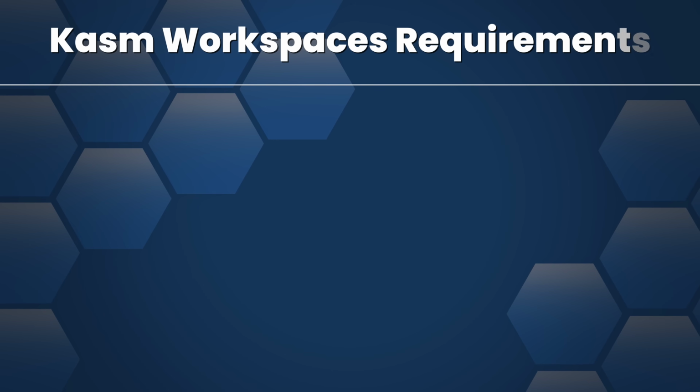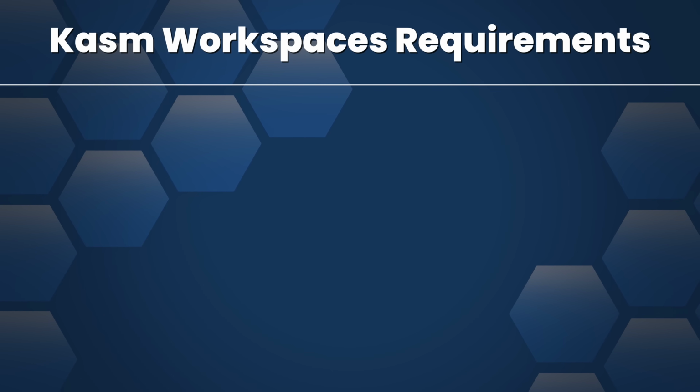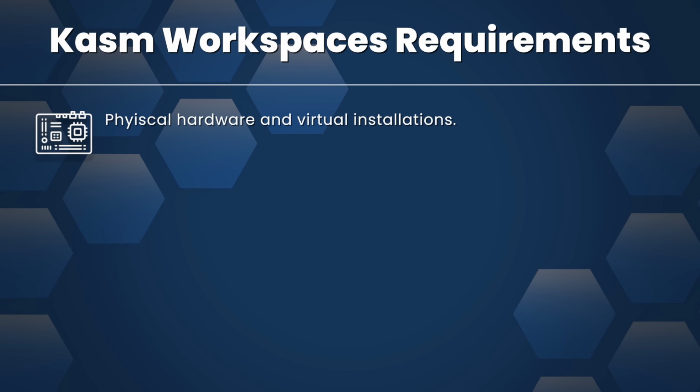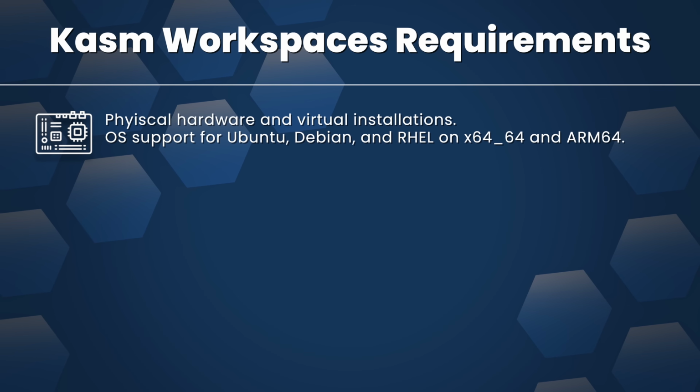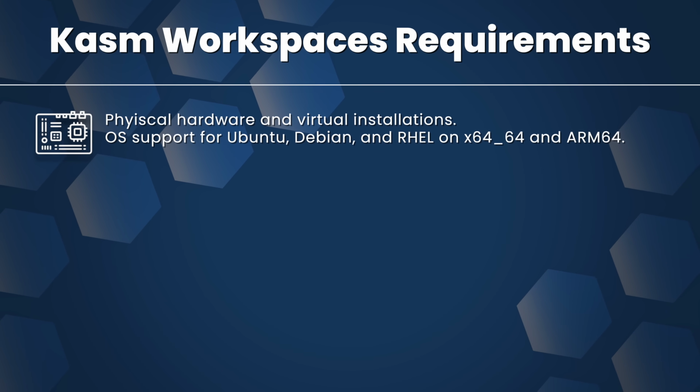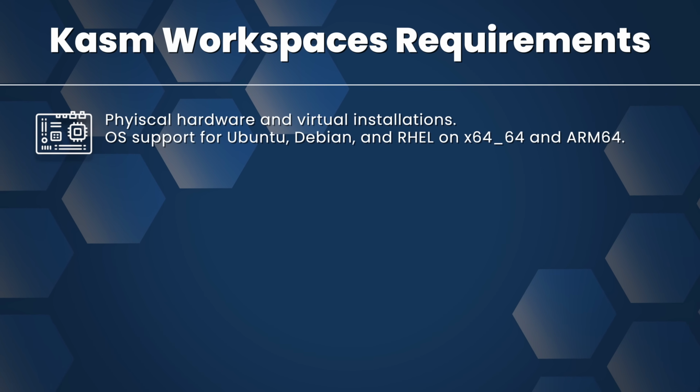Alright, so now you know what Kasm can do, let's talk about what it takes to actually run it. The good news is the bar to get started in your HomeLab is pretty low. Let's talk about the hardware requirements for running Kasm Workspaces in your HomeLab. Kasm can be installed on physical hardware or within a VM and supports modern versions of Ubuntu, Debian, and Red Hat Linux, and is available in both x86-64 and ARM64 architectures.